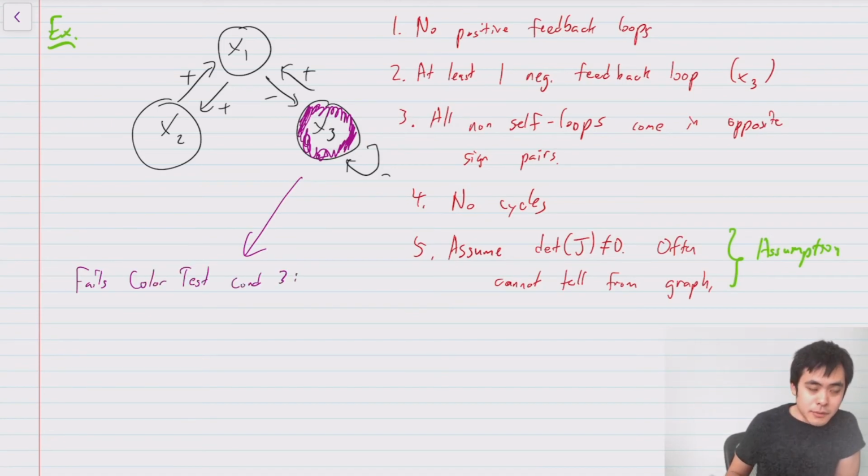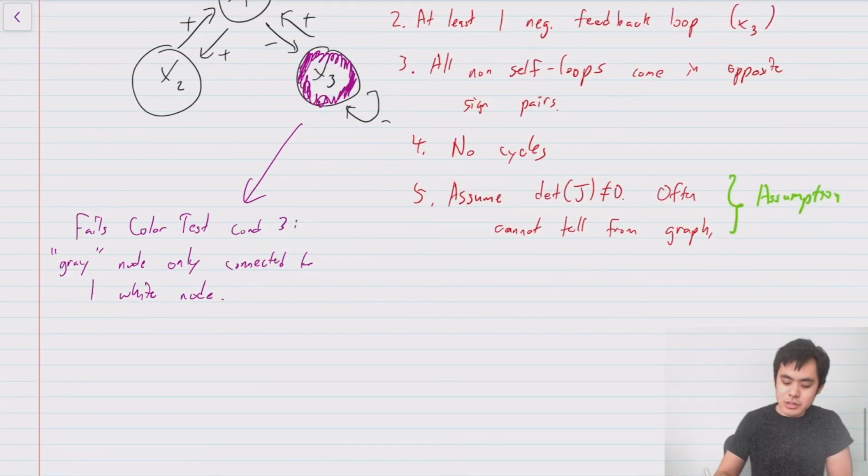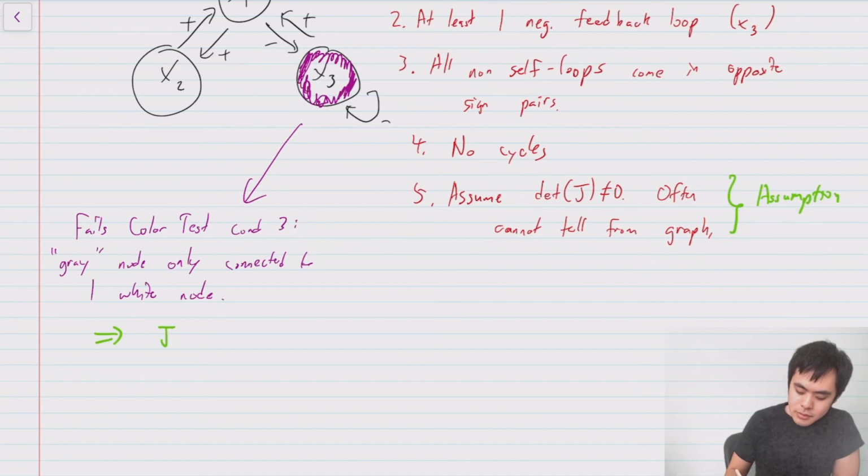condition 3 because the gray node is only connected to one white node and not another. So because it fails the color test and satisfies the 5 necessary conditions, this implies that J is qualitatively stable, which also does imply locally asymptotically stable. J is qualitatively stable if the determinant of J is not equal to 0.